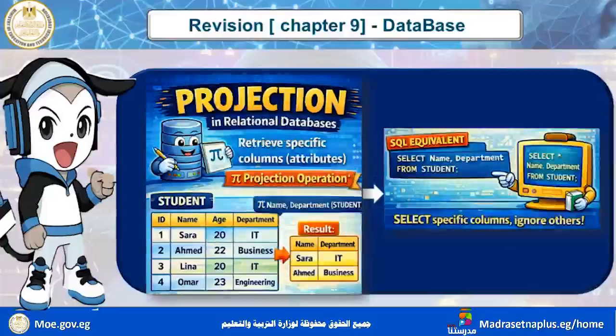The second operation is projection. And what is projection in a relational database? Projection here means to retrieve specific columns. What are specific columns? We want to show the business or IT departments, employees that work in IT or business. So the result here, Sarah and Ahmed. So we select specific columns and ignore others.